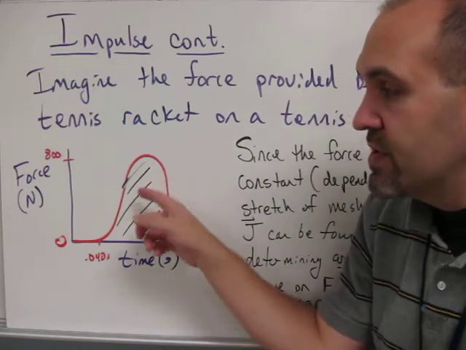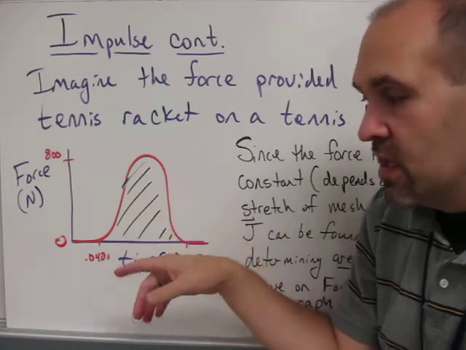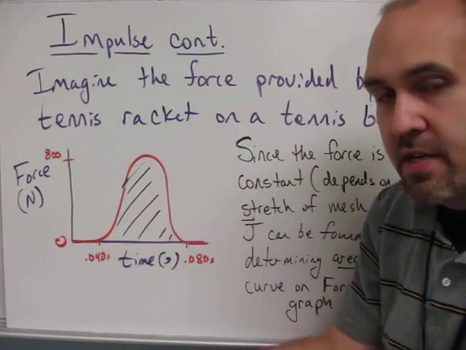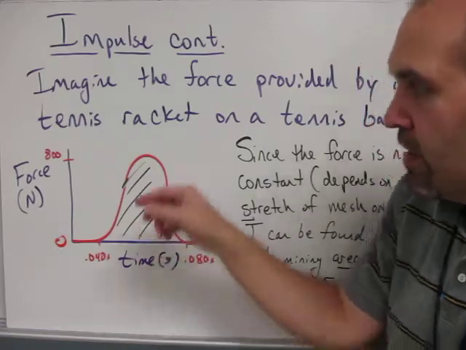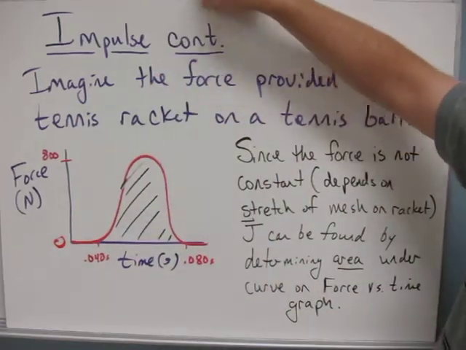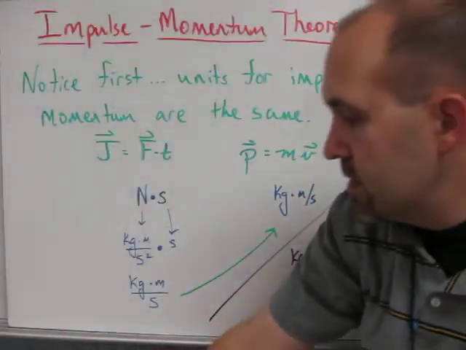Another way to approach this is to try to look at the average force. If it's a pretty sharp spike like this, you can determine the average force just by eyeballing it. But otherwise, you might need to use more sophisticated techniques, some geometry and calculus.